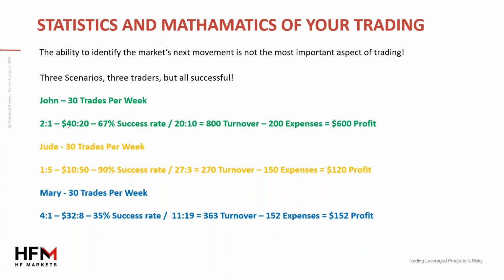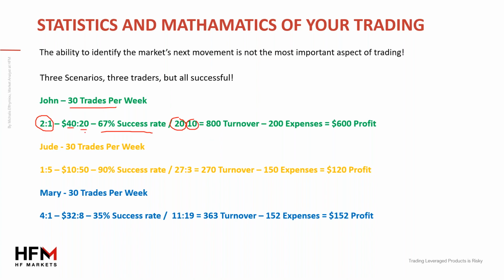John is looking to earn $40 per trade, and per trade he's risking $20. So he has a reward to risk ratio of 2 to 1. He has a 67% success rate, so every single week he records his trades in a loss or a profit, and he knows his success rate. Based on his success rate, 67%, because he opens 30 trades a week, he has 20 trades he closes in a profit, 10 trades he closes in a loss.